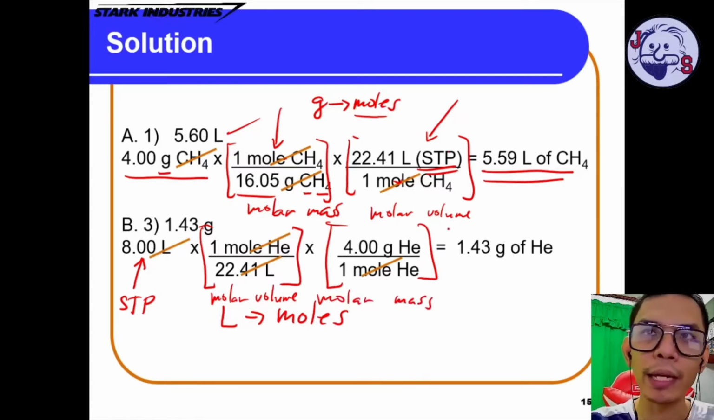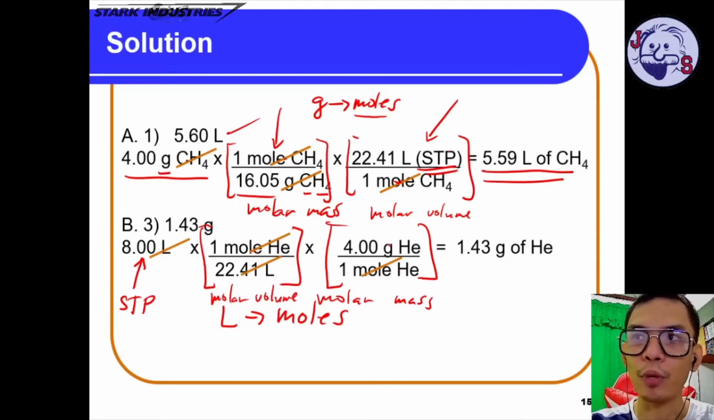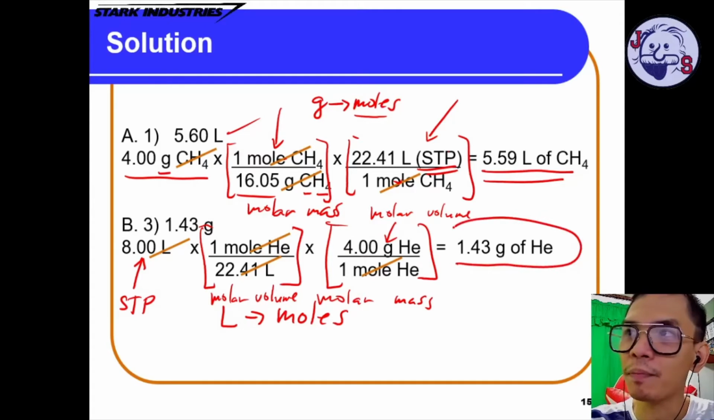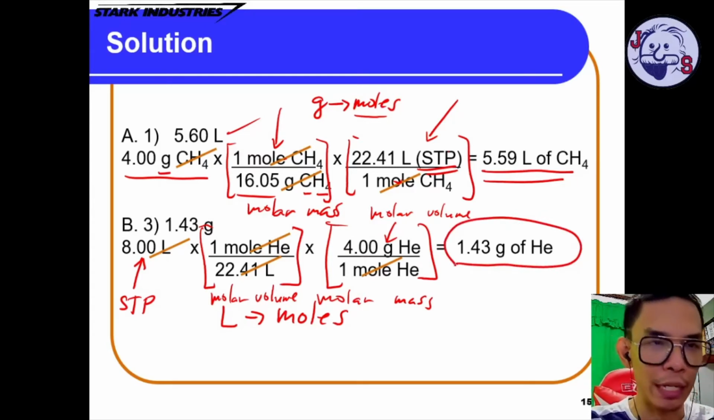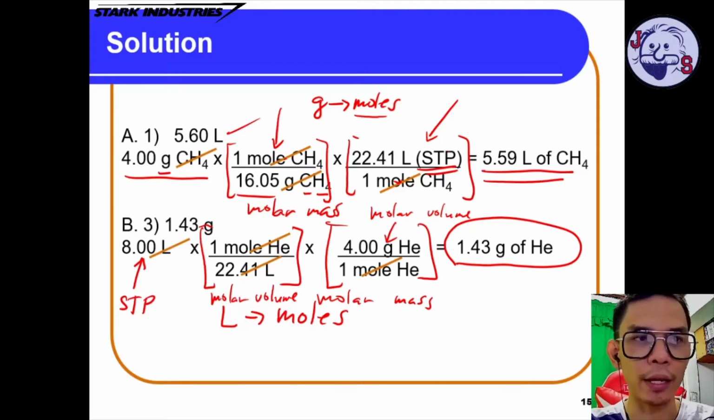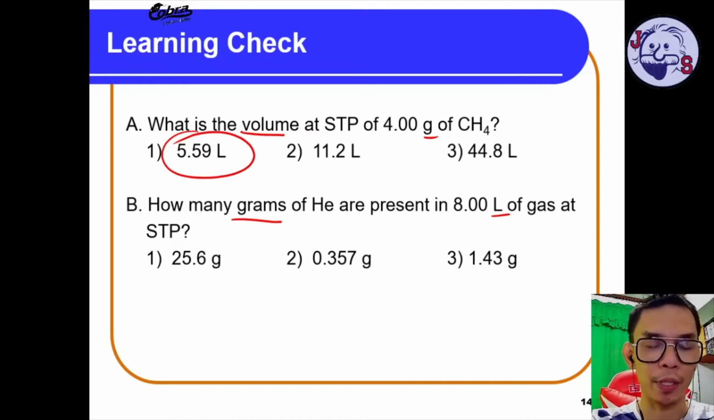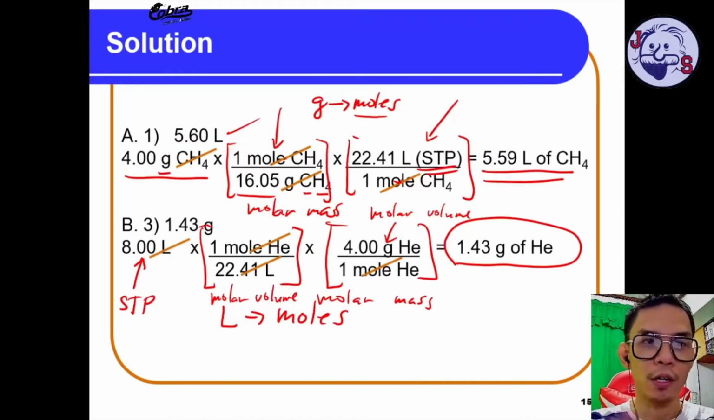Now, doing the math correctly, we cancel out the liters, then we cancel out the moles, and what we are left with is the mass. 8 divided by 22.41 times 4. Where is this 4 coming from? That is the atomic mass of helium. The answer will be 1.43 grams of helium. That is the correct answer for letter B. That was number 3. So that's how you use the conversion factor of the molar volume.